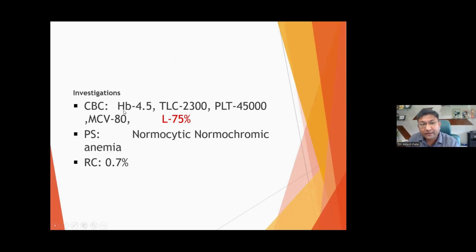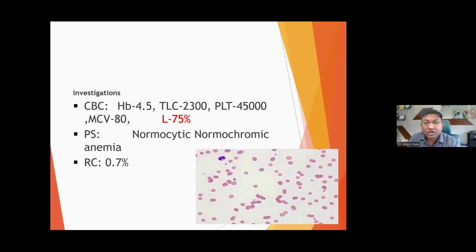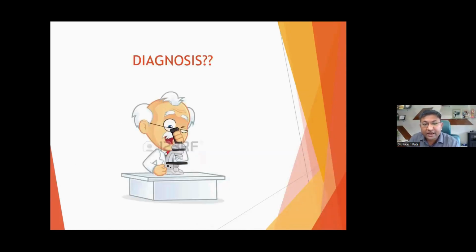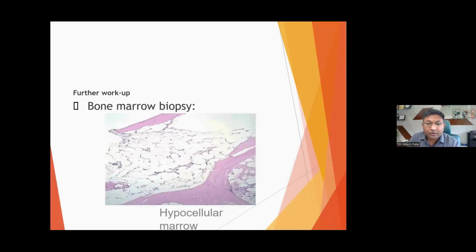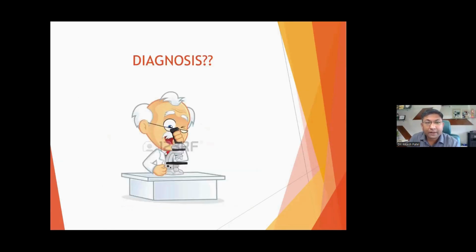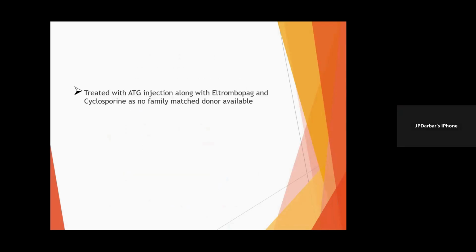MCV was 110. So 110 is suggestive of megaloblastic anemia, but if we find MCV in the normal range, and if the PS is suggestive of normocytic normochromic, then do a bone marrow biopsy in this type of case, because in this type of case we can find hypocellular marrow. So it will be suggestive of aplastic anemia.